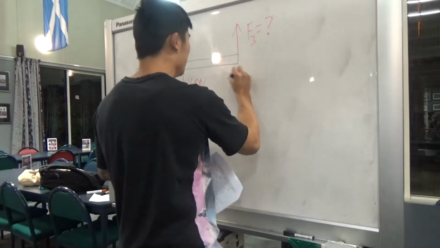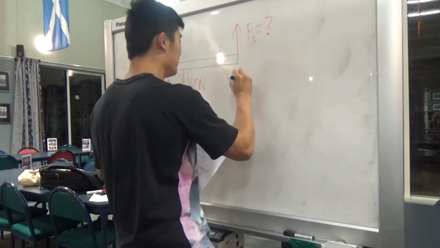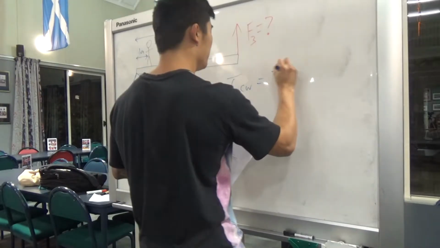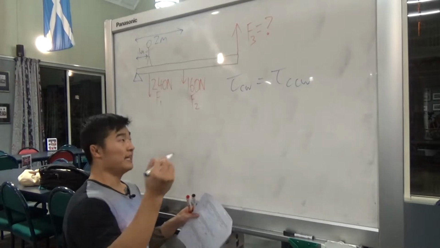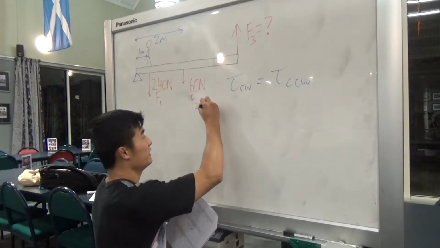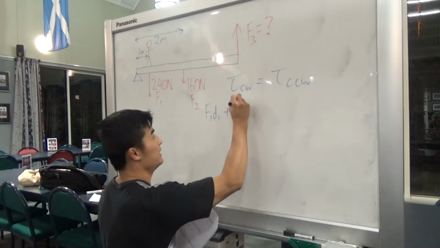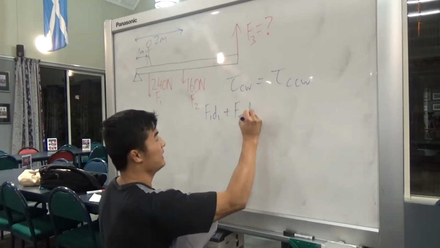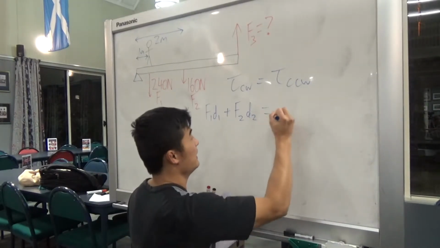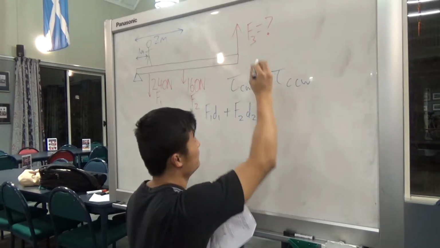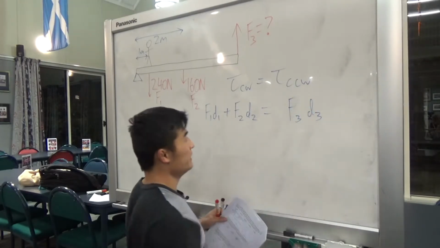So you have the torque clockwise is equal to the torque counterclockwise. So the clockwise torque is made up of two components. You have F1 d1 plus F2 d2 making up, so these two making up the clockwise torque, and then the counterclockwise is made up of just force 3, so F3 d3.